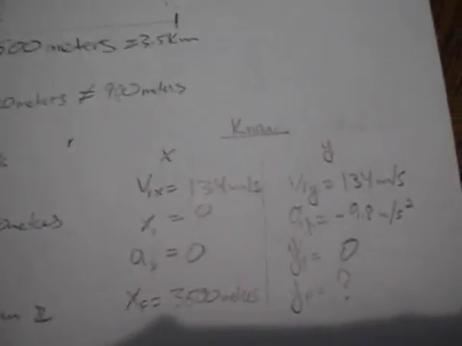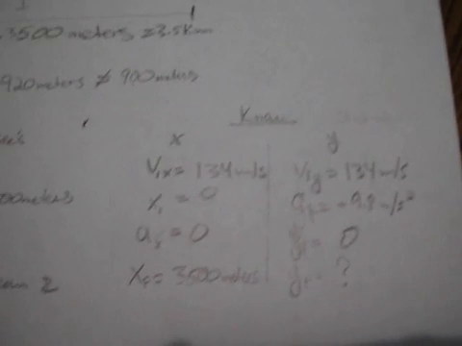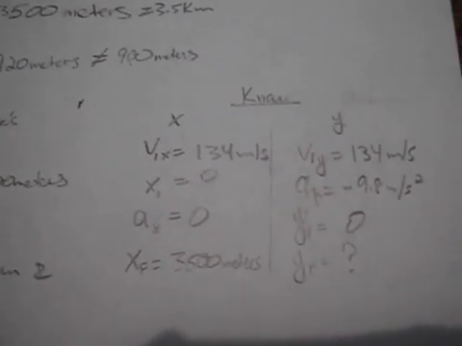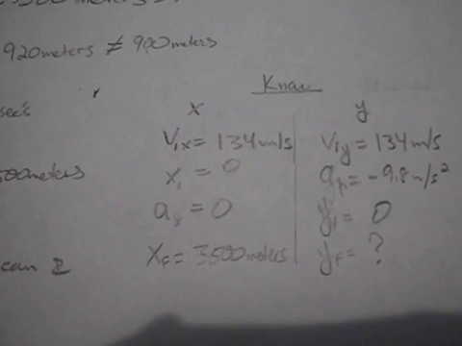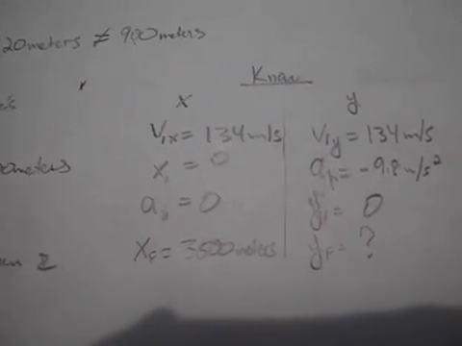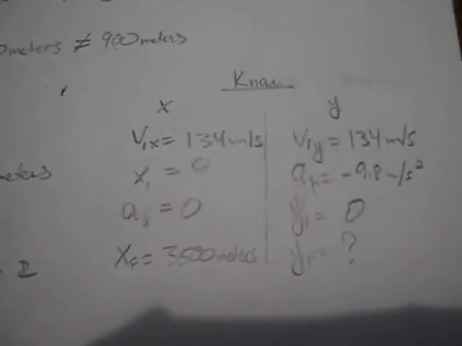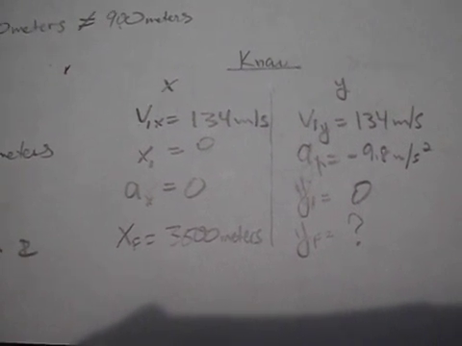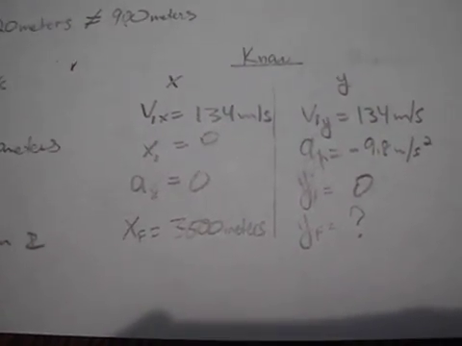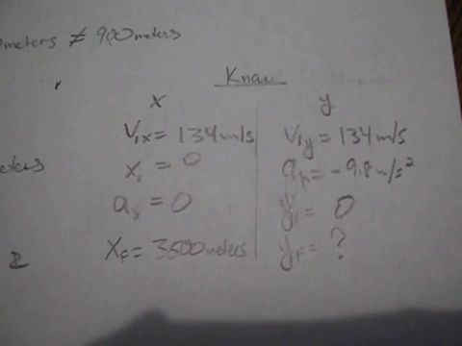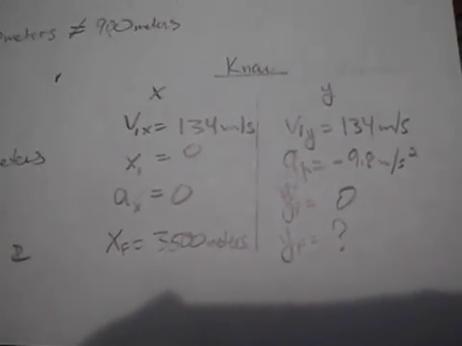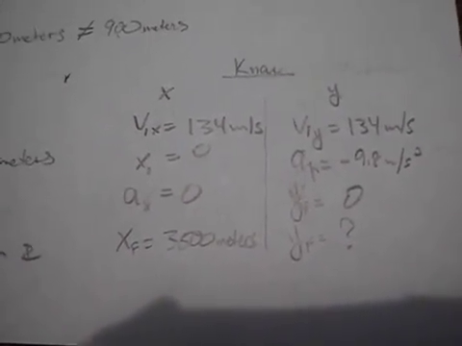So here are the variables that I used, that I knew as far as the x and y go. The initial velocity in the horizontal, and then the initial velocity in the vertical. We had the final distance, and for the acceleration I used negative 9.8 meters per second squared.